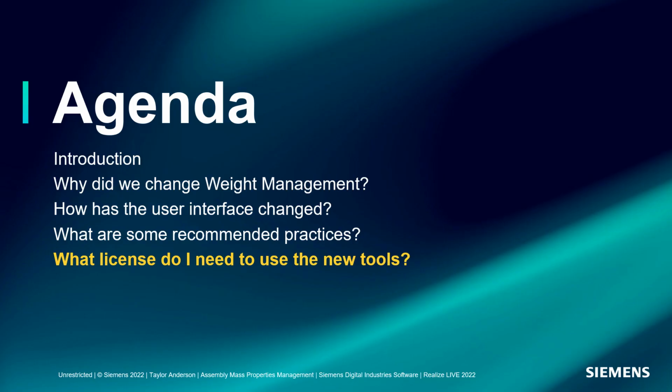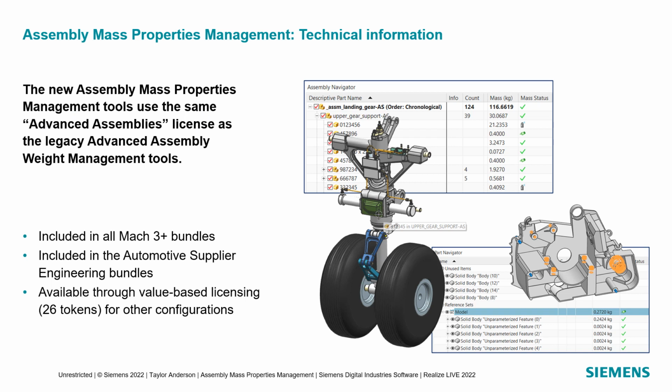Last topic here is a little bit about licensing. What license do we need to use these new tools? The Assemblies Mass Properties management tools are going to use the same Advanced Assemblies license as the legacy tools. They're both included in the Assembly Navigator tools, and the part level component mass property tools, also in the Part Navigator, are also included in this same license. And just for the record, this is yet another example of significant new functionality that's been delivered at no incremental cost as part of your ongoing investment in either software maintenance or subscription licensing.